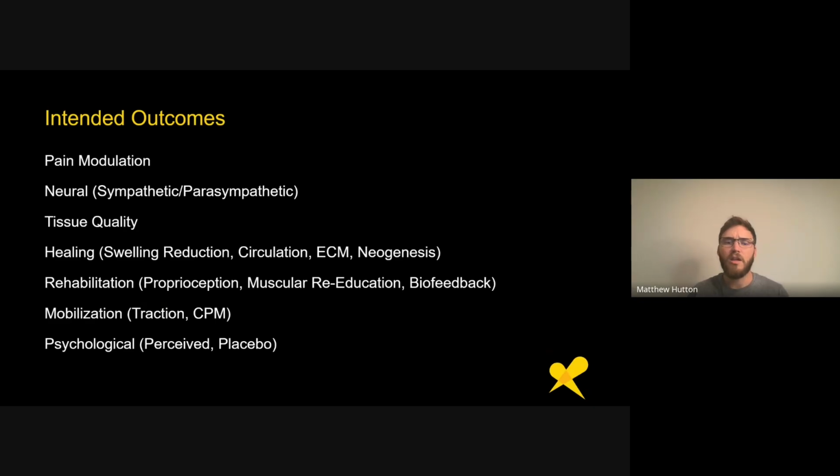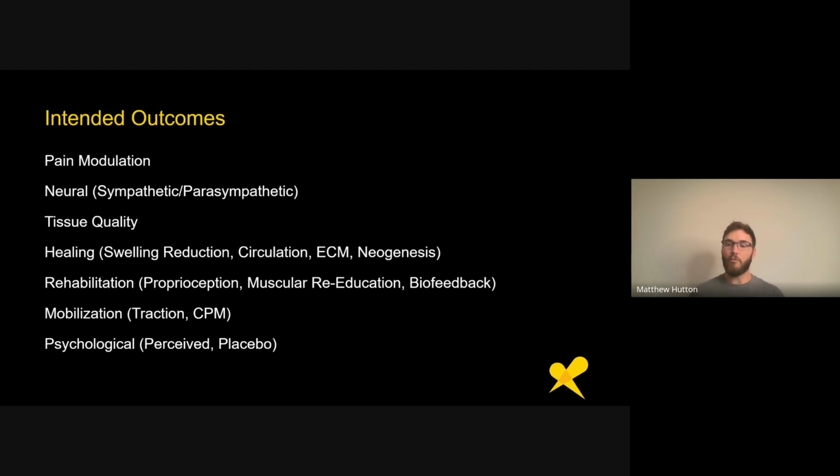Afferent, efferent, you can get into the weeds pretty thick here. So when I think about neural, I think more like global neural. What is the body's response to this modality? Is it going to be more sympathetic, more fight or flight and kind of activation? Or is it going to be more parasympathetic, kind of rest and digest? Is it going to prepare them to relax?